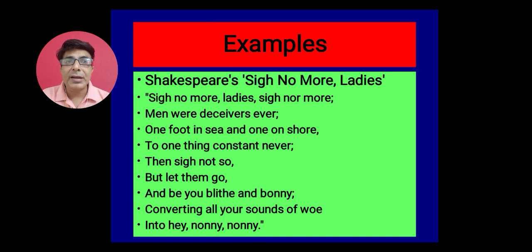In the same manner, so and go. These are the last words of the fifth and sixth line. In the same manner, bonny and nonny. Again, they are rhyming. So this rhyming adds music to the lyrics. Now see what kind of music is there in this poem, Sigh No More Ladies, written by a great poet, a great dramatist, William Shakespeare.